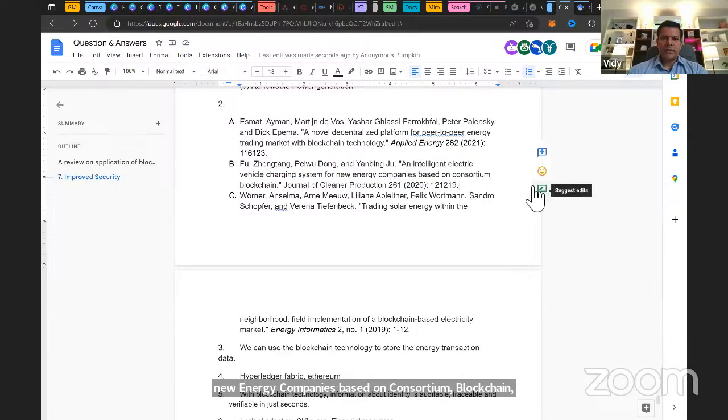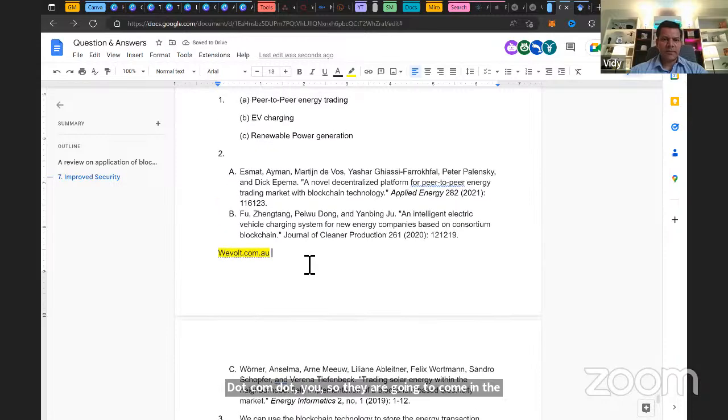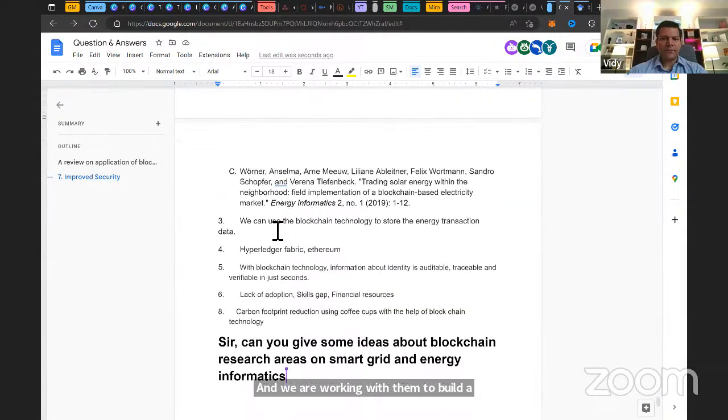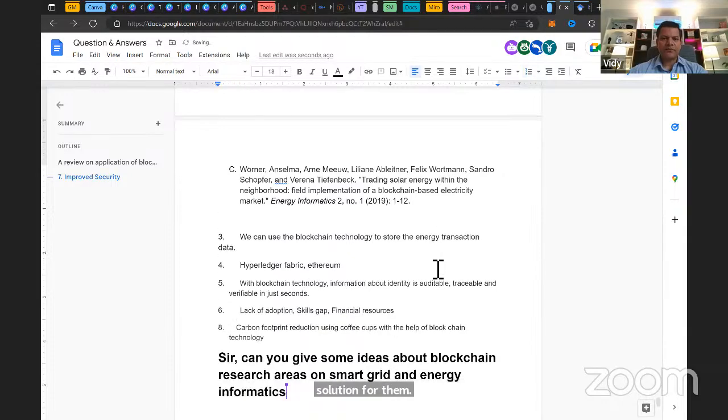Here, you can see one company. It's a Perth-based company, vvolt.com.au. So they are going to come in the electric vehicle charging industry, and we are working with them to build a blockchain solution for them. But we have not started working on that yet, but we will be starting soon.